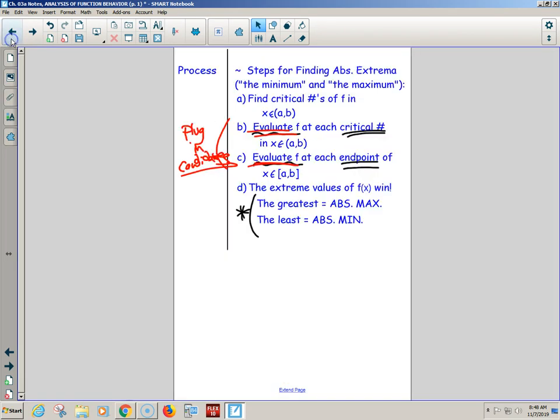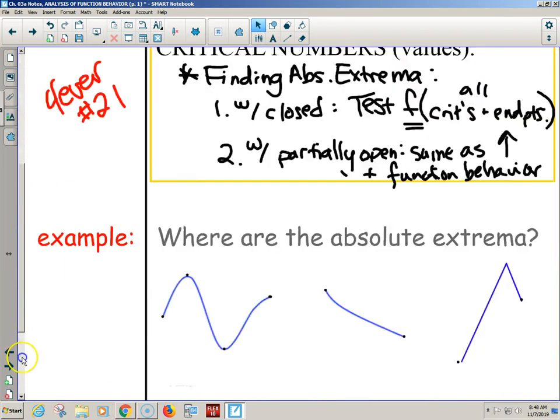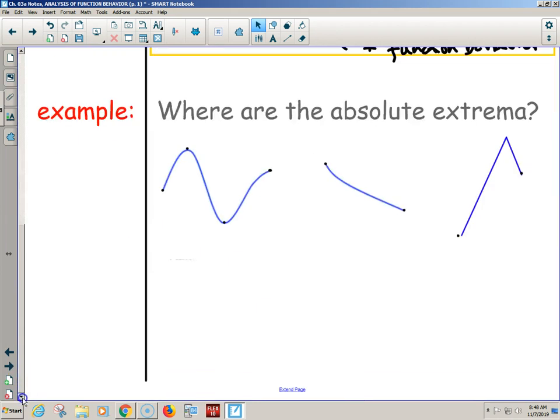But there were a couple graphs that we ignored a second ago. Did you guys draw those sketches? Okay, real quick, let's talk about what's going on in these pictures. They're asking us for where the absolute extrema occur. Let's just label them real quick. For this function, from A to B, where are the absolute extrema? Endpoints or critical numbers? The absolute max is here, which is a critical number, and the absolute min is here, which is a critical number.